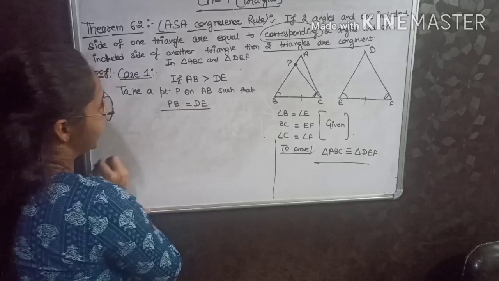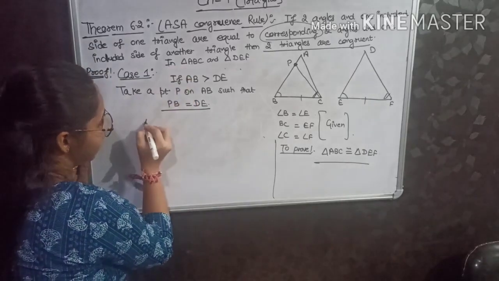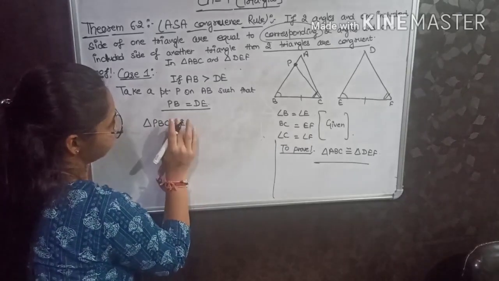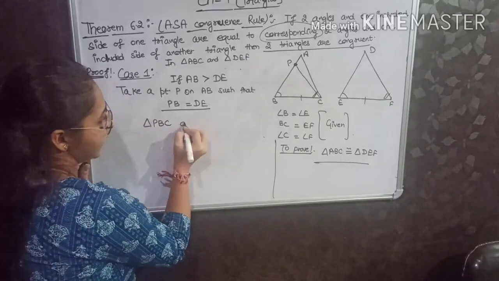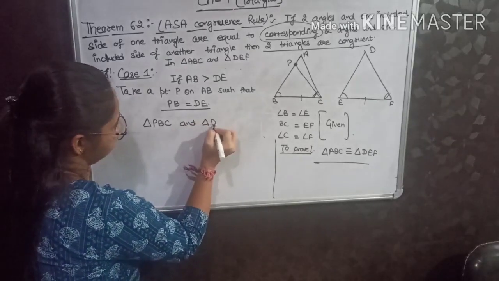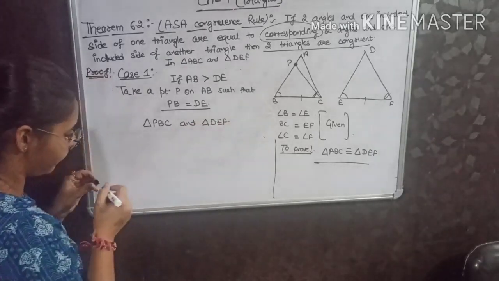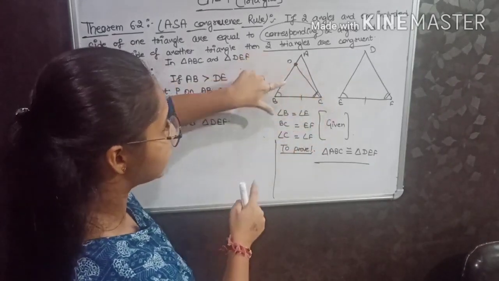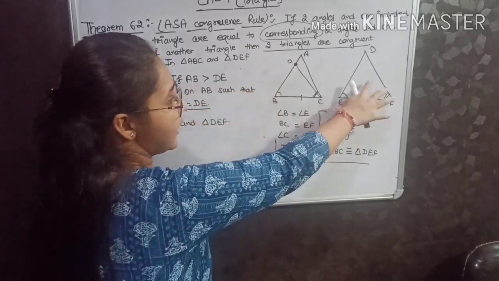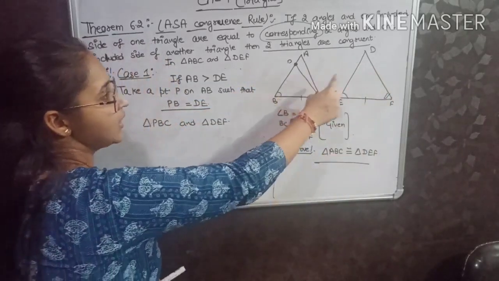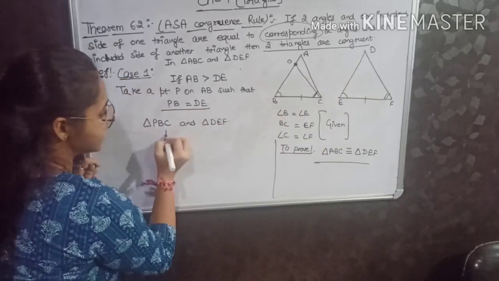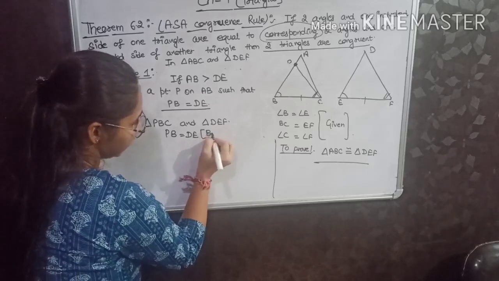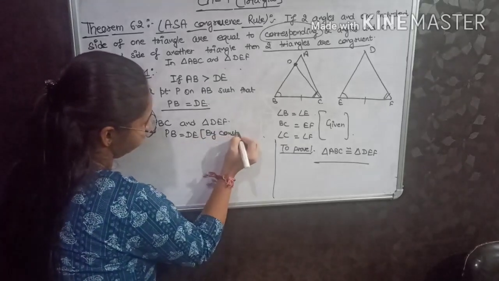Now, instead of triangle ABC, I can take triangle PBC, and triangle DEF. Now, tell me, do you have any problem? If I am taking triangle PBC, this triangle and this complete triangle. Now, PB is equal to DE, that you have constructed. Reason is by construction. Very good.